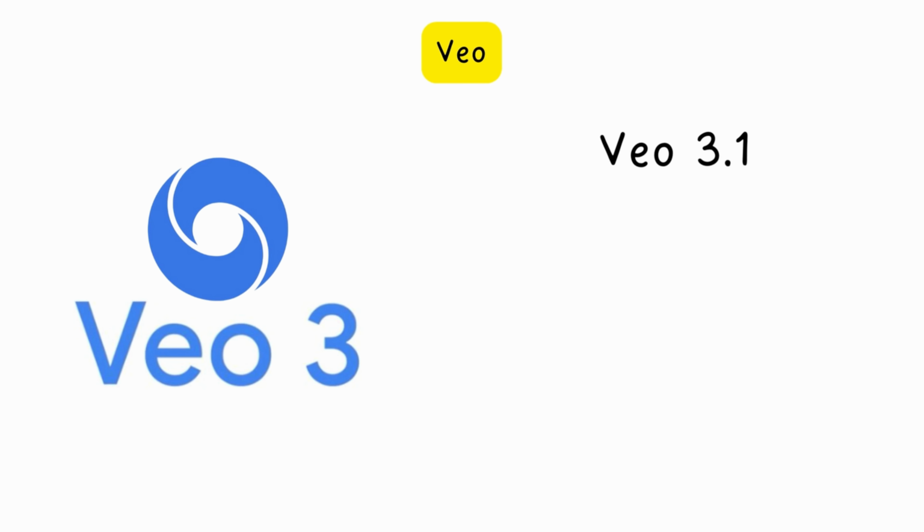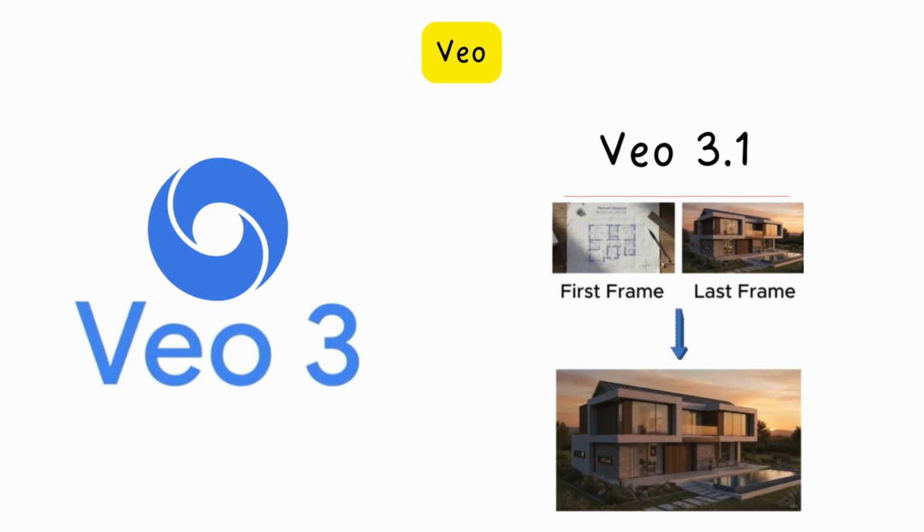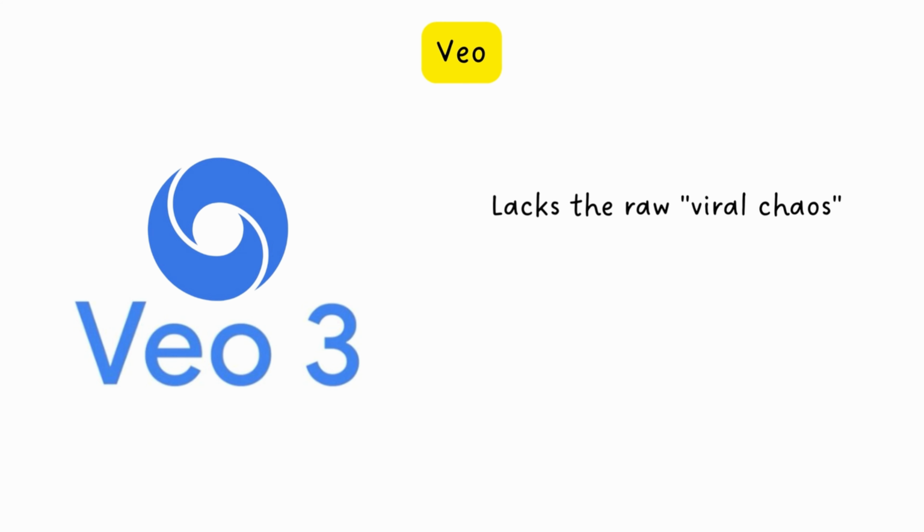The recent Veo 3.1 update extends clip length to 60 seconds and adds powerful scene extension features, addressing one of the model's biggest limitations. The first and last frame feature lets you dictate a visual arc by supplying bookend images, and the model generates coherent transitions that preserve character appearance throughout, a game changer for narrative consistency. While it lacks the raw viral chaos factor of some competitors, it offers the consistency and prompt adherence that professional editors need to build a coherent sequence rather than just a cool, random clip.